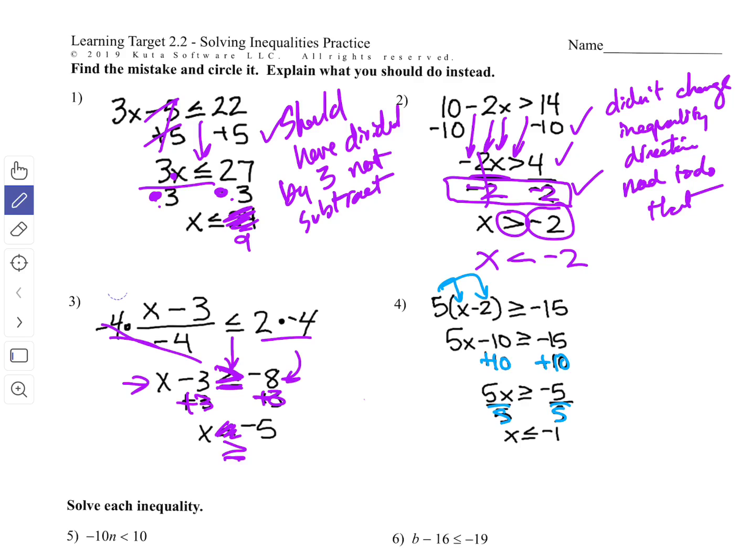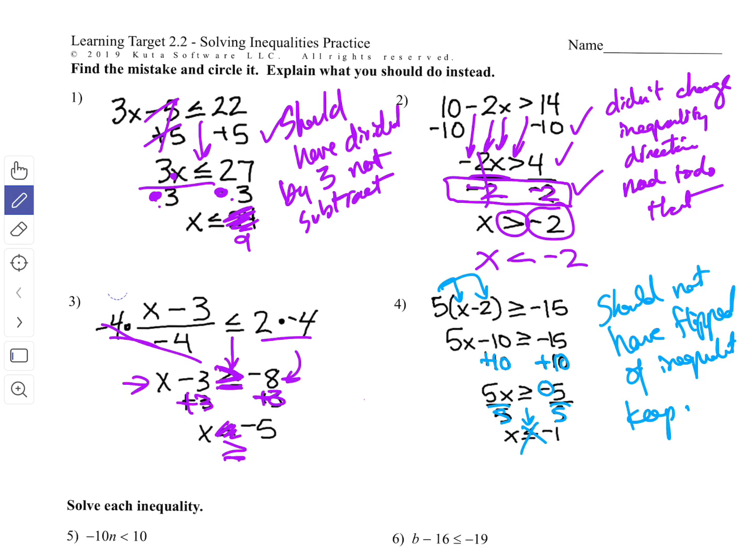That is correct. Now, here's an issue we make. Sometimes we think, well, we've got a negative here and we're dividing, so we flip the inequality. That one you didn't need to. So we should not have flipped or changed the direction of the inequality. Keep it the same. So it should have been x is greater than or equal to negative 1. Now, you can see that those were our 3 big mistakes, because that typically is the biggest mistake when we're dealing with inequalities.